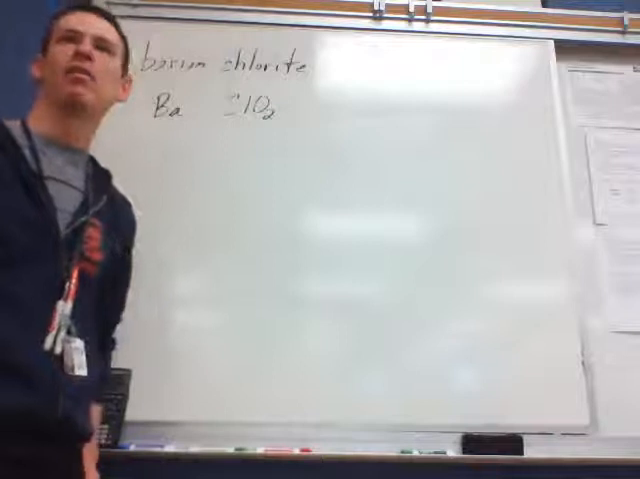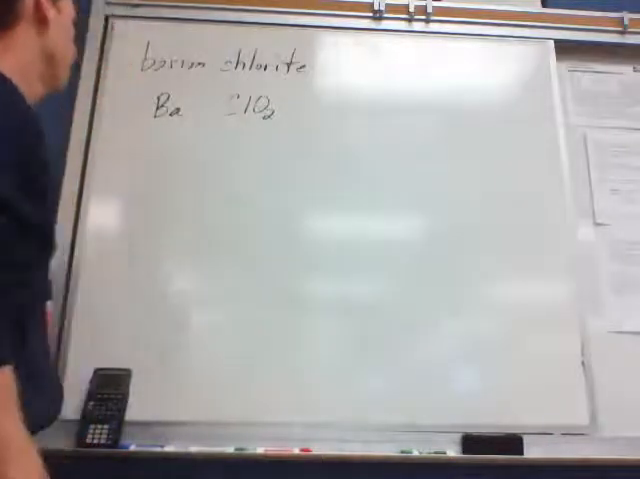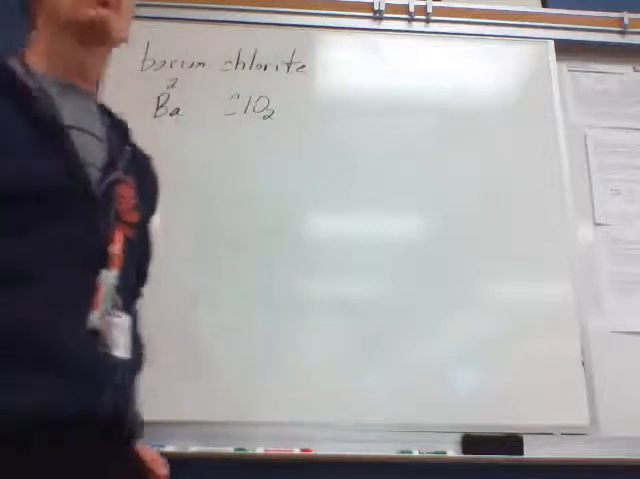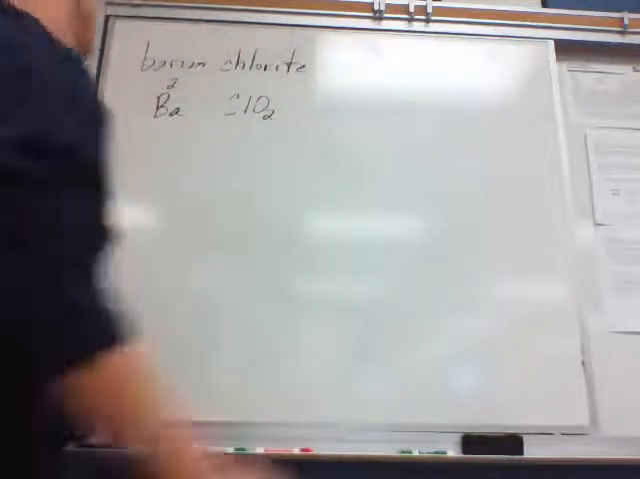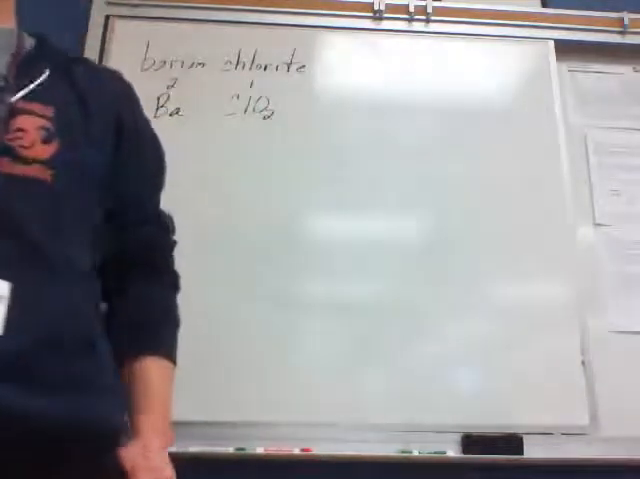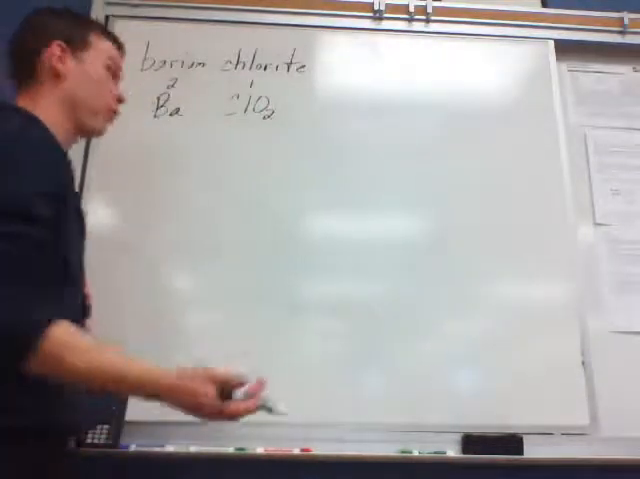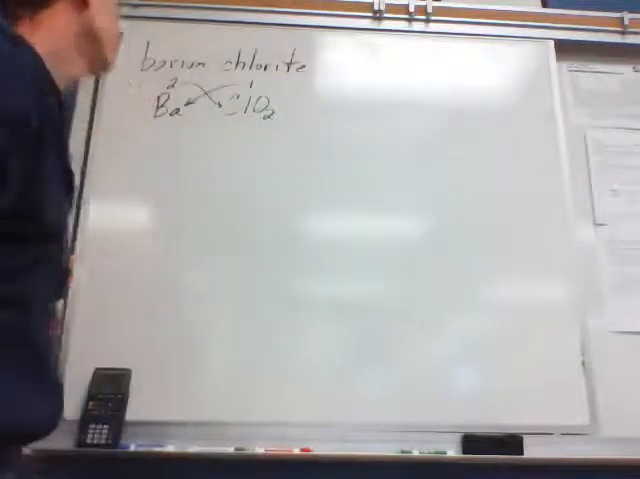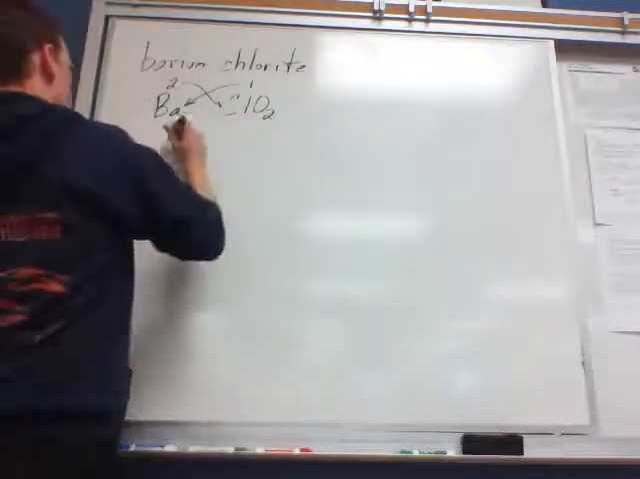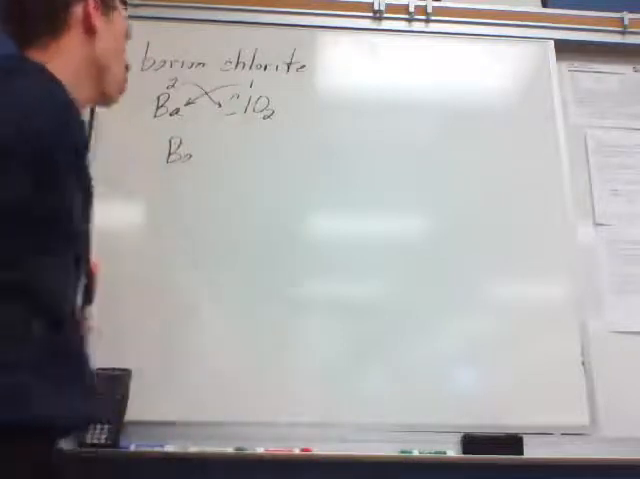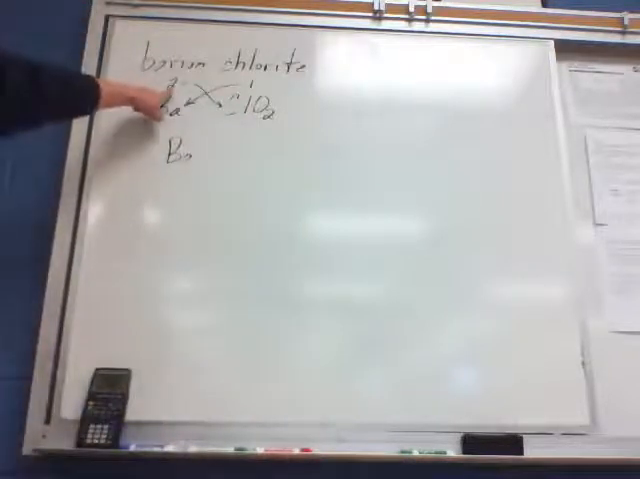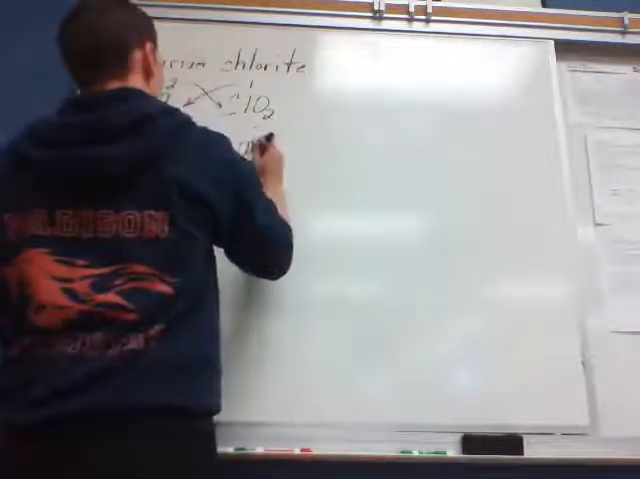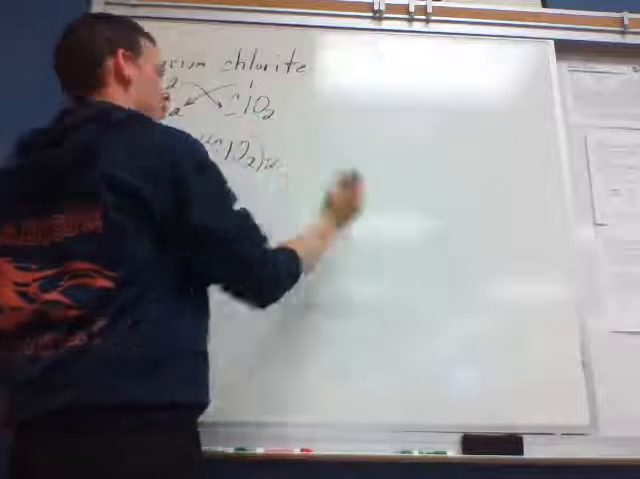Some of y'all have that list, some of you don't. I'll get one to you if you're missing it. Barium has a predicted charge of +2. Chlorite on the polyatomic list is listed as -1. The numbers are different, so we will crisscross them. 1 barium, we don't show ones. Here's a number bigger than 1 being crisscrossed to a polyatomic, so parentheses are necessary.